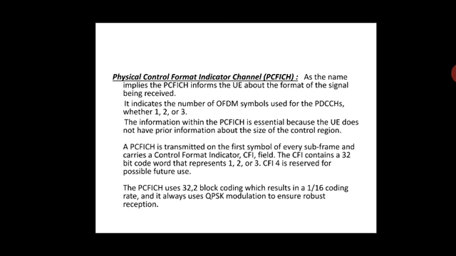This means the 32 bits are divided into blocks: the first block, up to bit 8, represents 1; the second block, from 8 to 15, represents 2; the next, from 16 to 23, represents 3; and the next, from 24 to 31, is reserved for future use. The PCFICH uses 32,2 block coding, which results in a 1/16th coding rate, and it always uses QPSK modulation to ensure robust reception.